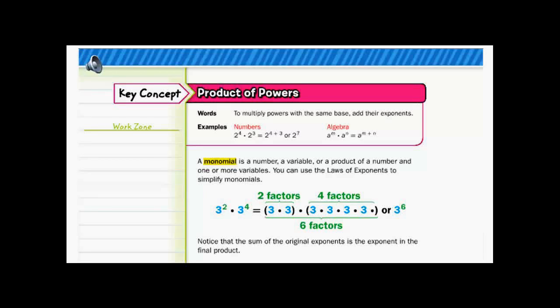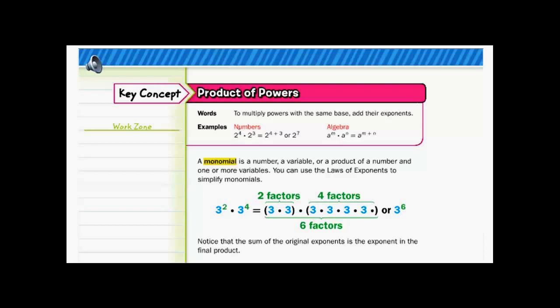All right, lesson 3, we are going to talk about multiplying and dividing monomials. So we're going to start the lesson by talking about the product of powers. There is a rule, and you probably remember this maybe from a previous math class.